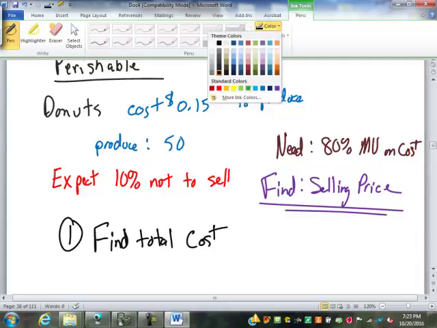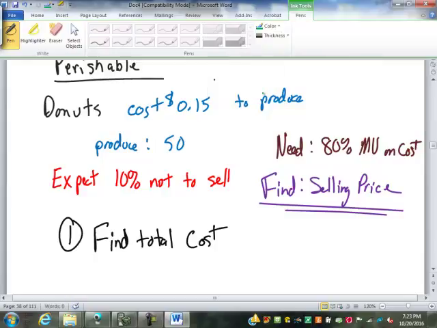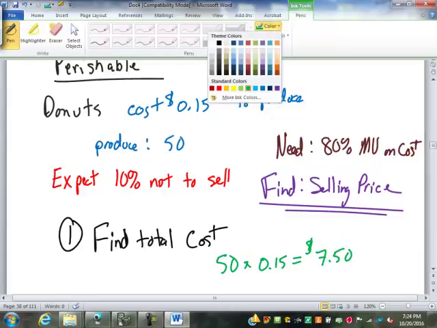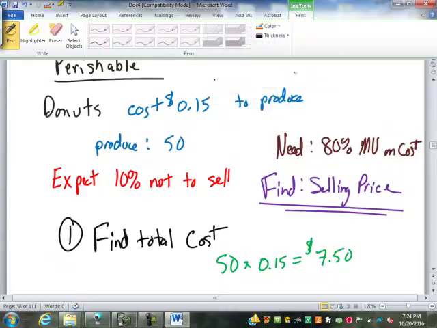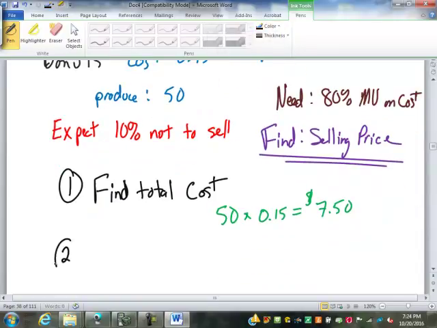All the problems we've done so far, you've just been told the cost is this amount. Well, here, how do we find the total cost? 50 items times 15 cents each, which is going to give us $7.50. Correct? Perfect. Now that we have the total cost, step two is one that's going to be familiar to us. Mark it up to find total selling price.